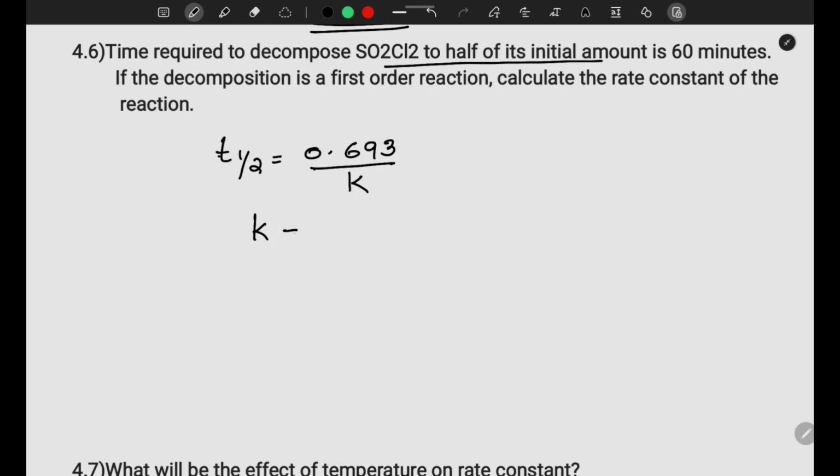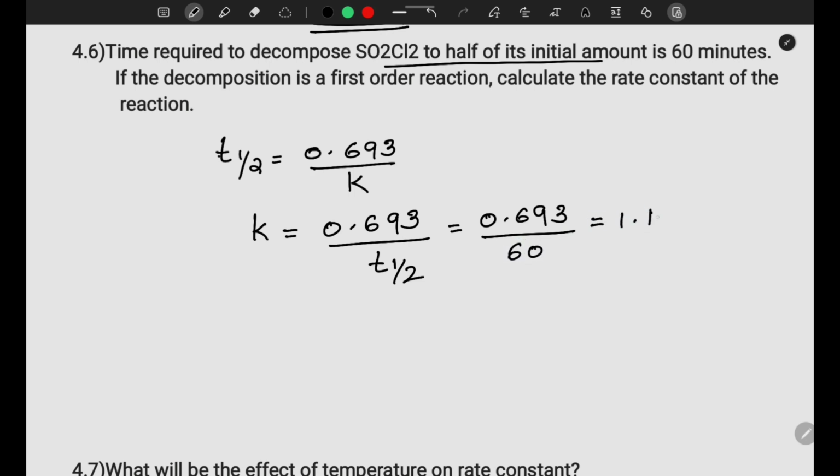So k is equal to 0.693 by t half, that is equal to 0.693 divided by 60 minutes. So when we simplify, we will get 1.155 into 10 raised to minus 2 minute raised to minus 1.